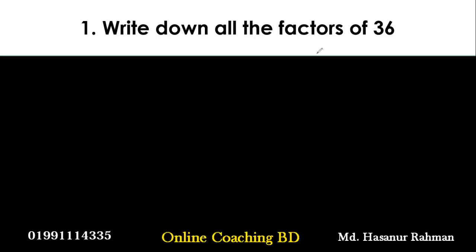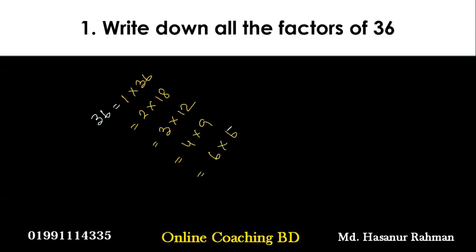Now look at the question. The question says you have to find the factors of 36. So how can we find them? To solve this problem, we have to divide 36 by some number. At first, divide 36 by 1, you will get 36. Similarly, if you divide 36 by 2, you will get 18. Again, if you divide 36 by 3, you will get 12. Again, if you divide 36 by 4, you will get 9. Similarly, if we divide 36 by 6, we will get 6.